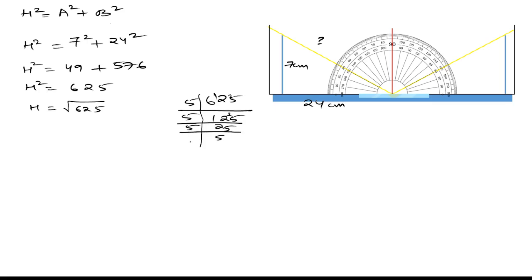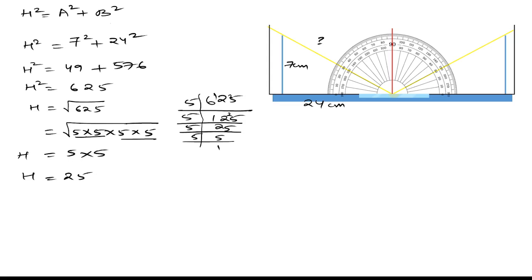5 fives are 25, 5 ones are 5. So we got how many fives? 4 fives. So 5 into 5 into 5 into 5. So here, as I said earlier, you need to take the pairs. For this pair we will write 1 5, and for the next pair we will write 1 5. So 5 into 5 is 25.